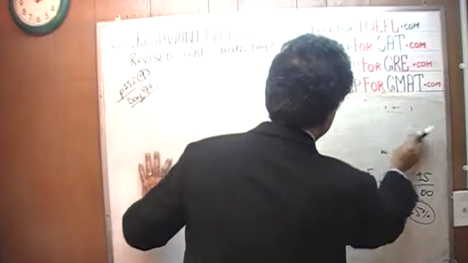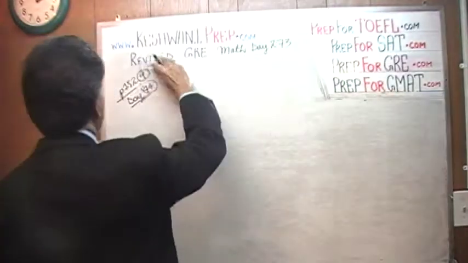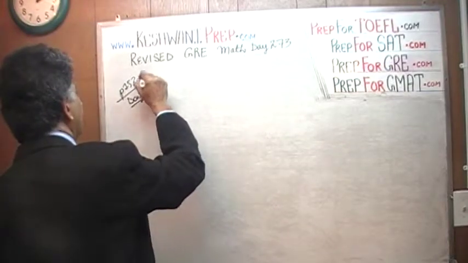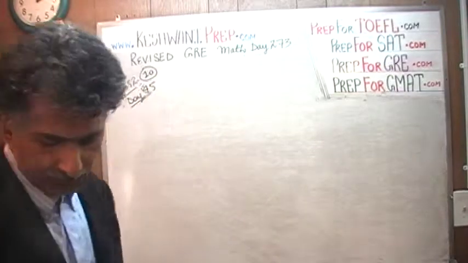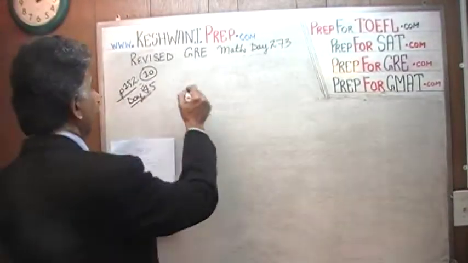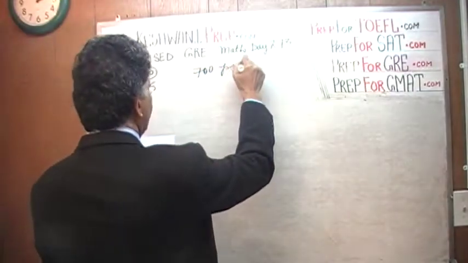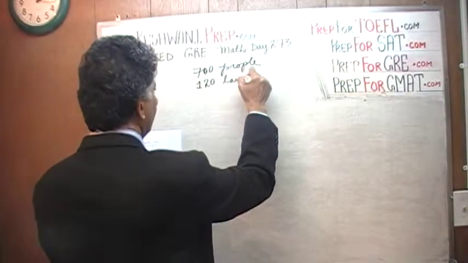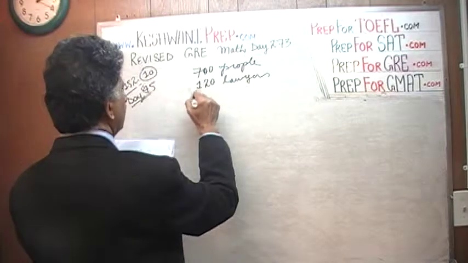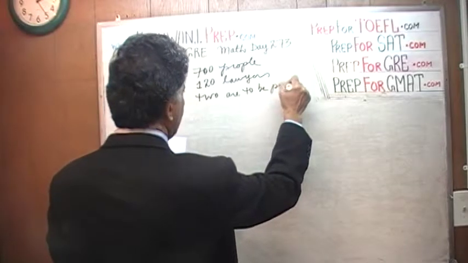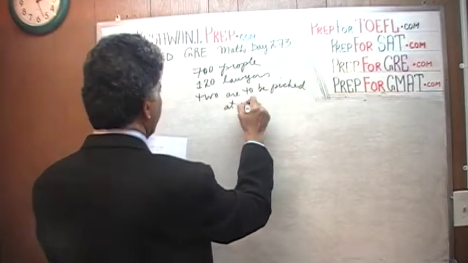Number 10 is something that we did on day number 45. Again, if you need to see the solution to this problem at a slower pace, you can go there. Here we have 700 people, we are told. We have 120 lawyers, and we are told that 2 are to be picked at random.